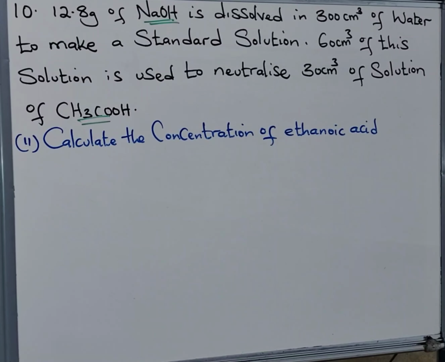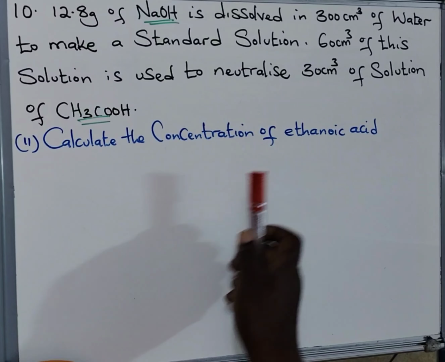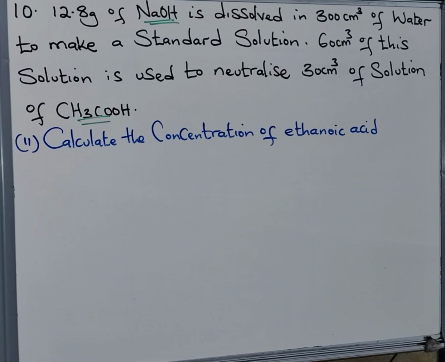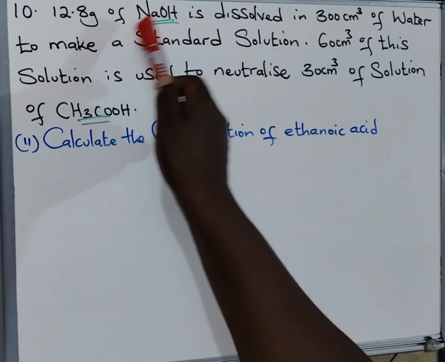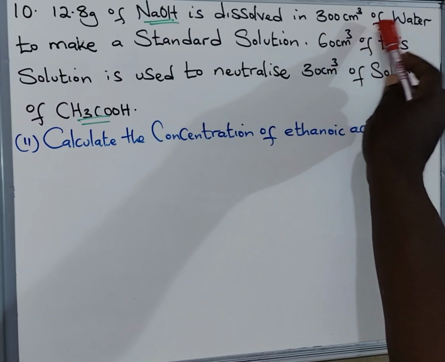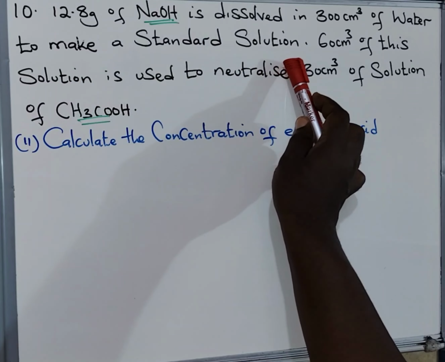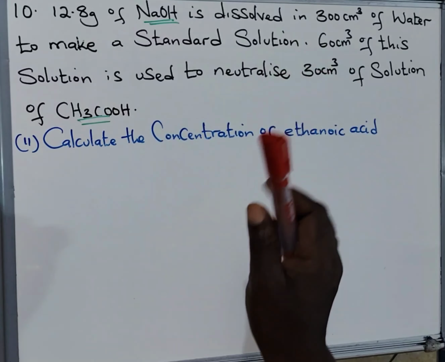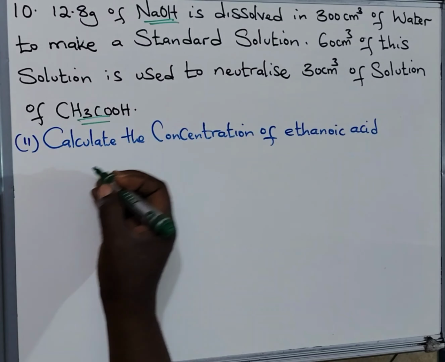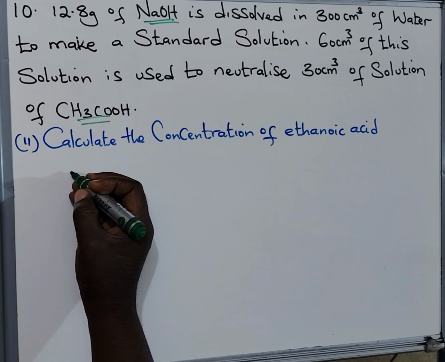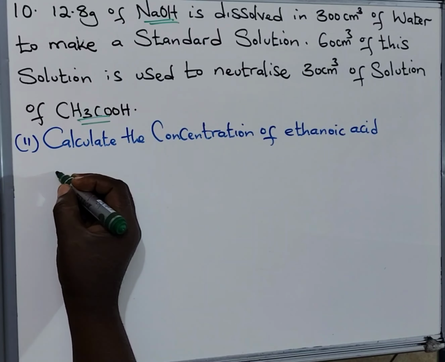Then we come here and we say calculate the concentration of ethanoic acid. How do you go about this? Let us analyze the question. We have this mass of sodium hydroxide dissolved in this water to make a standard solution, which means that we don't know the concentration of the standard solution. So let that one be our first priority, our first task.